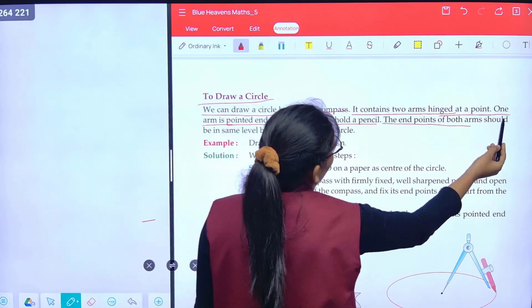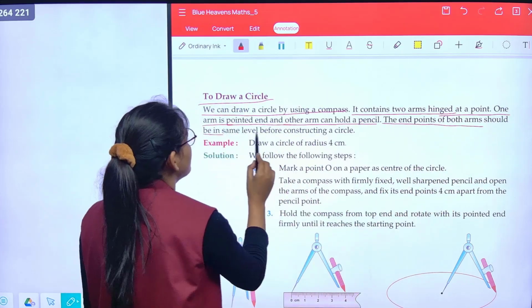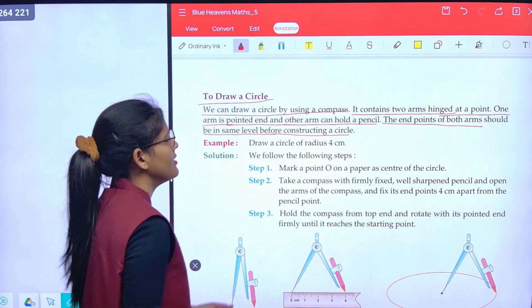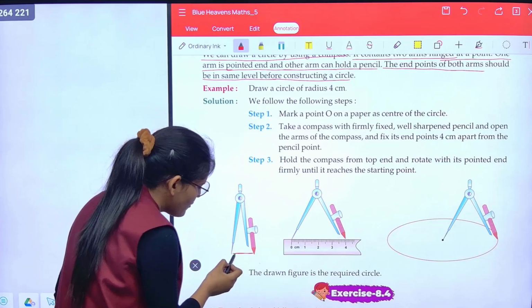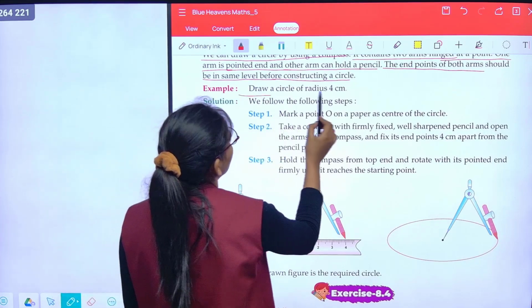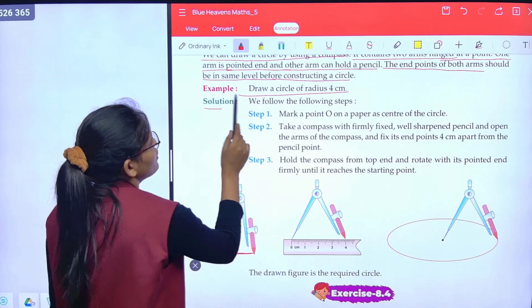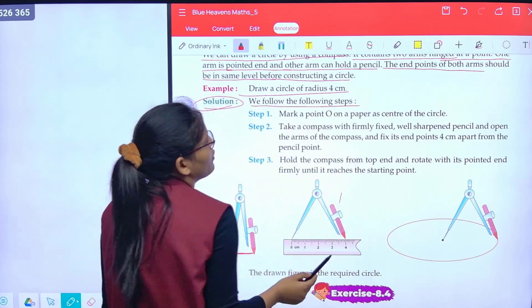The end points of both arms should be at the same level before constructing a circle. Draw a circle of radius 4 centimeter. Solution. We can follow the following steps.